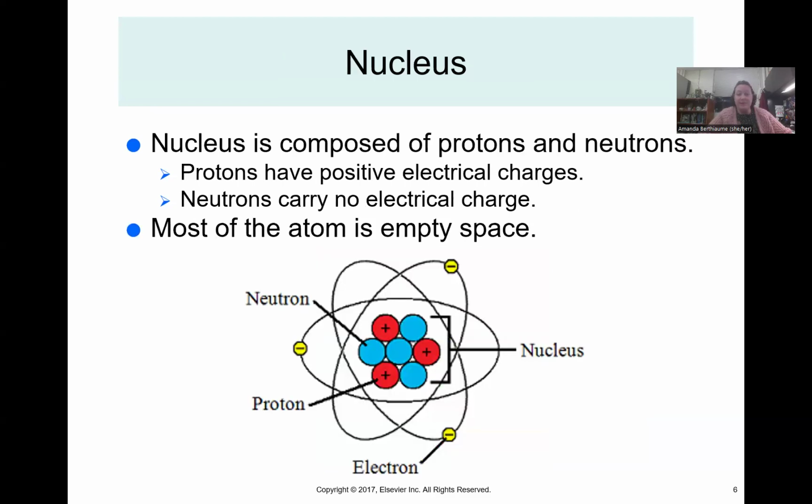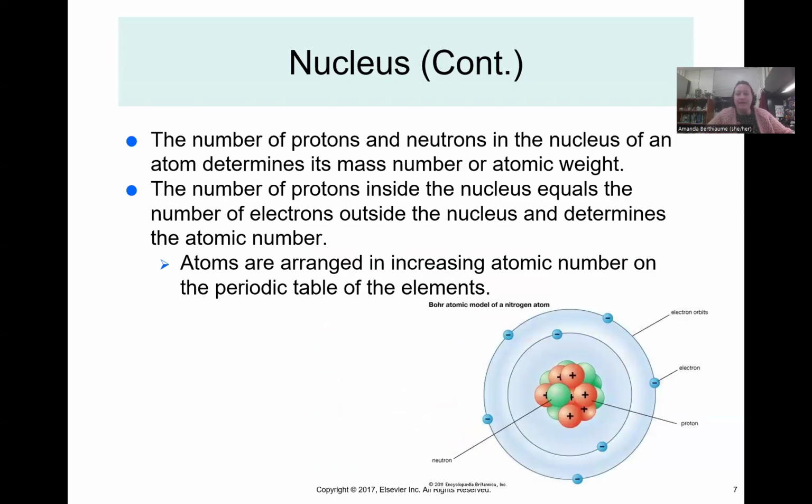The nucleus is comprised of protons and neutrons. Protons are positively charged. Neutrons have no electric charge, right? They're neutral neutrons. And most of the atom is empty space. The number of protons in the nucleus of the atom determines its mass number, how much it weighs. Again, I'm not going to go really deep into that. Just know that on the periodic table, the different weights are listed, but that's not what we're really trying to learn in this radiology class. But you do have to have a basic understanding.